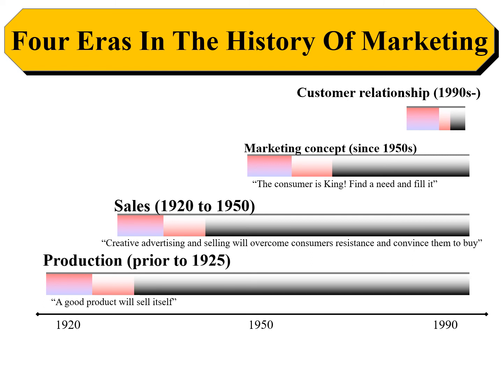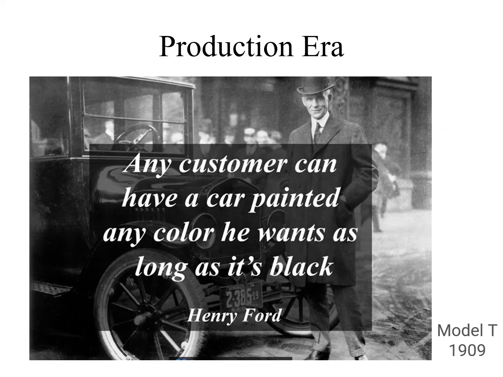So you just try to make a good product and it's going to sell itself. For example, in the production era, Henry Ford, the founder of Ford, had this famous dialogue: any customer can have a car painted any color he wants as long as it's black. Basically saying that we're not going to produce any other colored car except for black.